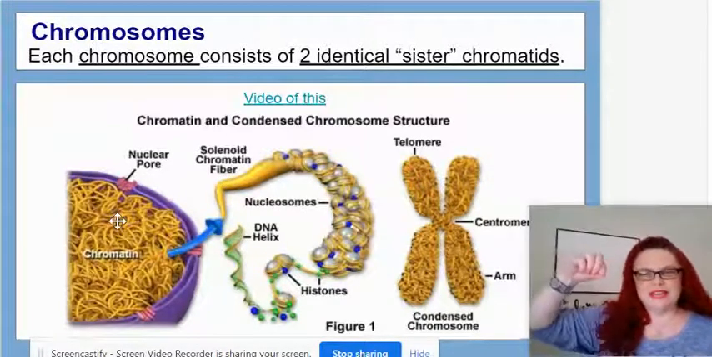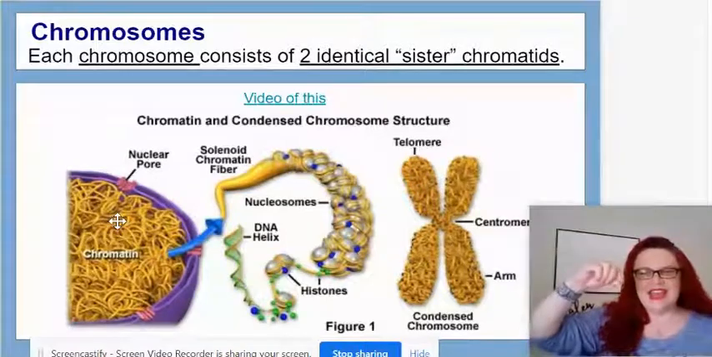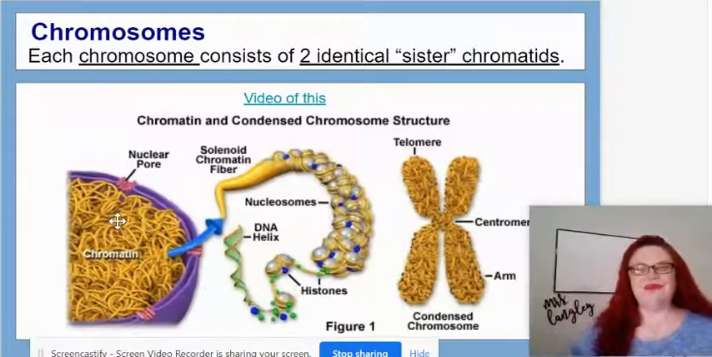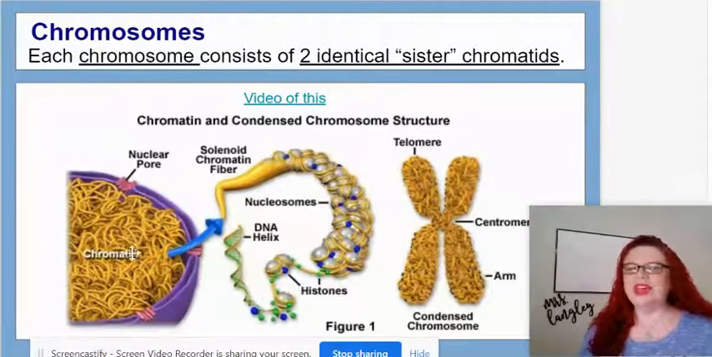Imagine taking your shoelace and twisting that shoelace until it starts winding up upon itself. We've all tried that. So that's what happens here. And it condenses tighter and tighter, and we wind up with our chromosome. Now here we have one chromosome, and this is the copied part. We call these sister chromatids.